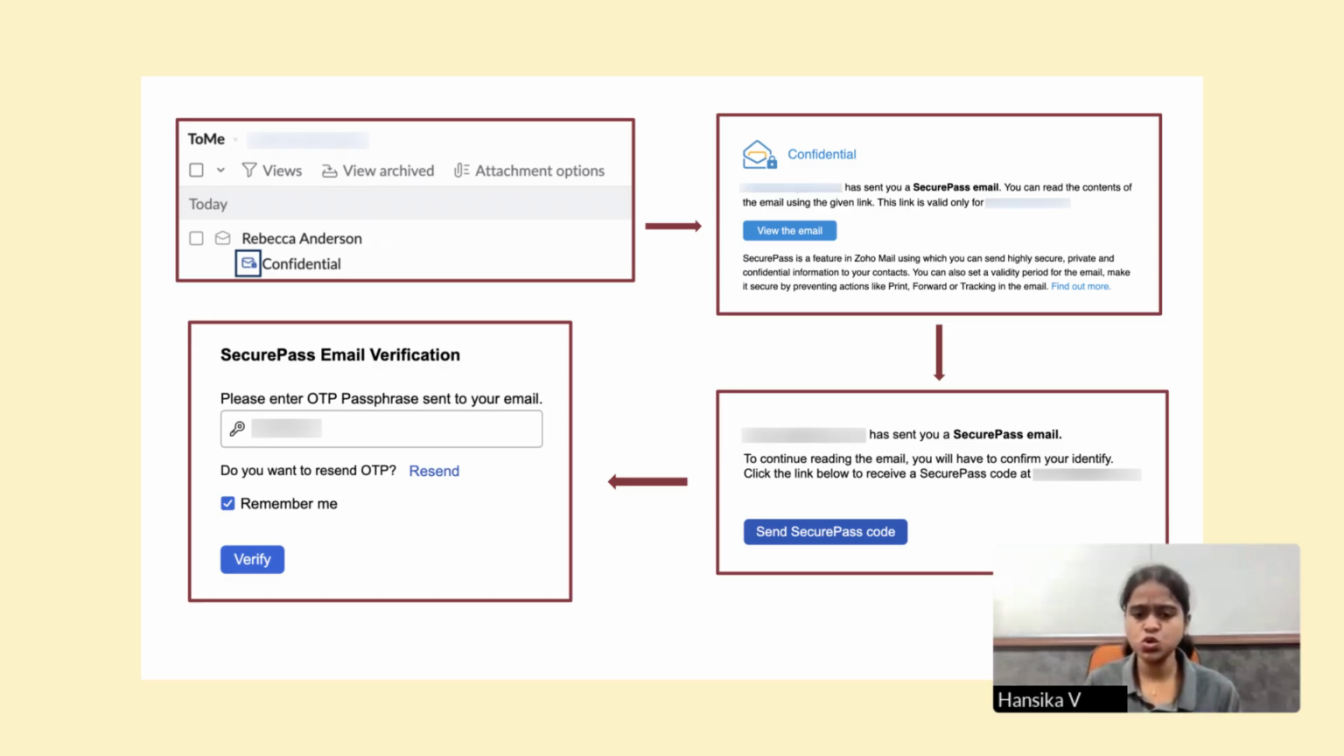Also, you can choose to check the Remember Me checkbox to keep the link accessible for 5 minutes even after refreshing the page. After 5 minutes, when you refresh the page, a new passcode will be needed and it will be generated, and you will have to enter that passcode to verify and view your emails.